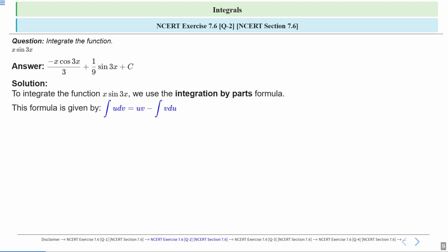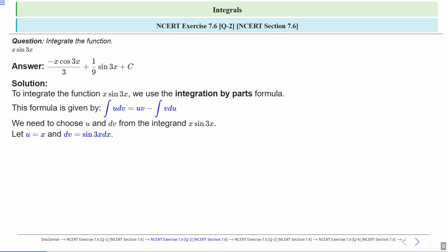For that, we have to choose u and dv. Here, the same as in question number 1, x is an algebraic function and sin 3x is a trigonometric function. As per the ILATE rule, the algebraic function comes first. So we take x as u and sin 3x dx as dv. So u is equal to x and dv is equal to sin 3x dx.